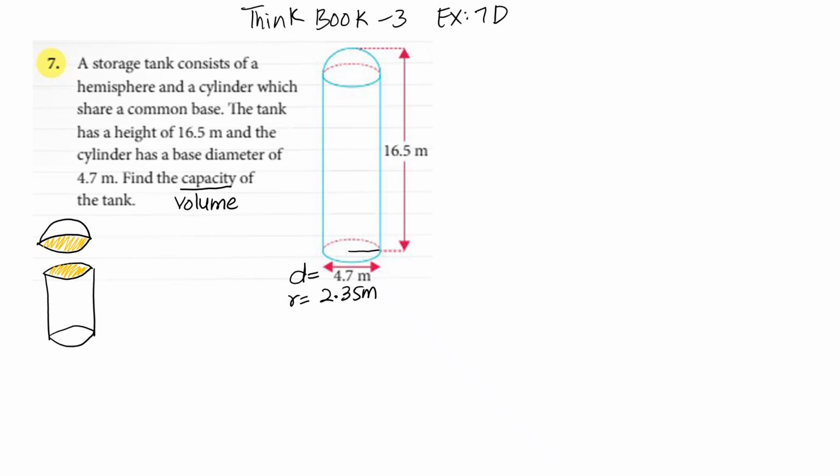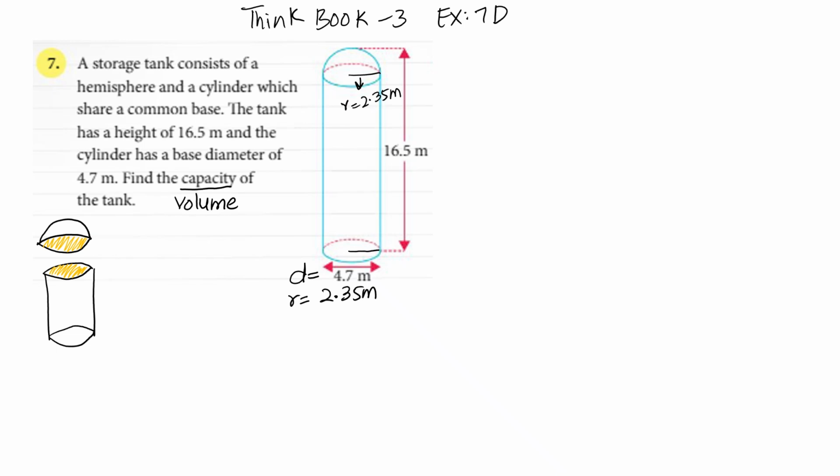Now the radius for the hemisphere and cylinder are the same, so I'm writing 2.35 meters along with the radius of the hemisphere as well. The height of the full tank, including the cylinder as well as the hemisphere, is given as 16.5. So we don't know the separate height of the cylinder, because for calculating the volume of the cylinder we will need a separate height of the cylinder, not the full height of the whole shape. So let me tell you how to get the individual height of the cylinder.